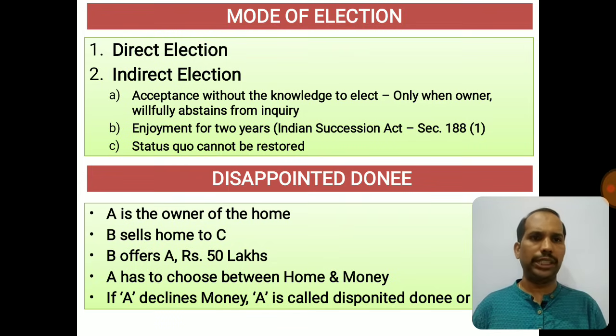Now, the last term which I am going to explain you guys is disappointed donee. This is just a 1 mark question if somebody asks in some exam. Disappointed donee. Who is a disappointed donee? I am giving an example. The same example of home, where A is the owner of the home, B sells the home to C, B offers A rupees 50 lakhs. Now, A has to choose between home and money. B has sold the home to C and B is giving option to A. What? You can take 50 lakh rupees. Now A has two options. One, either to take money or to take the property, keep the property. Now if A says, I don't want the money, then A is considered as disappointed donee or disappointed owner. Hope that's very clear.